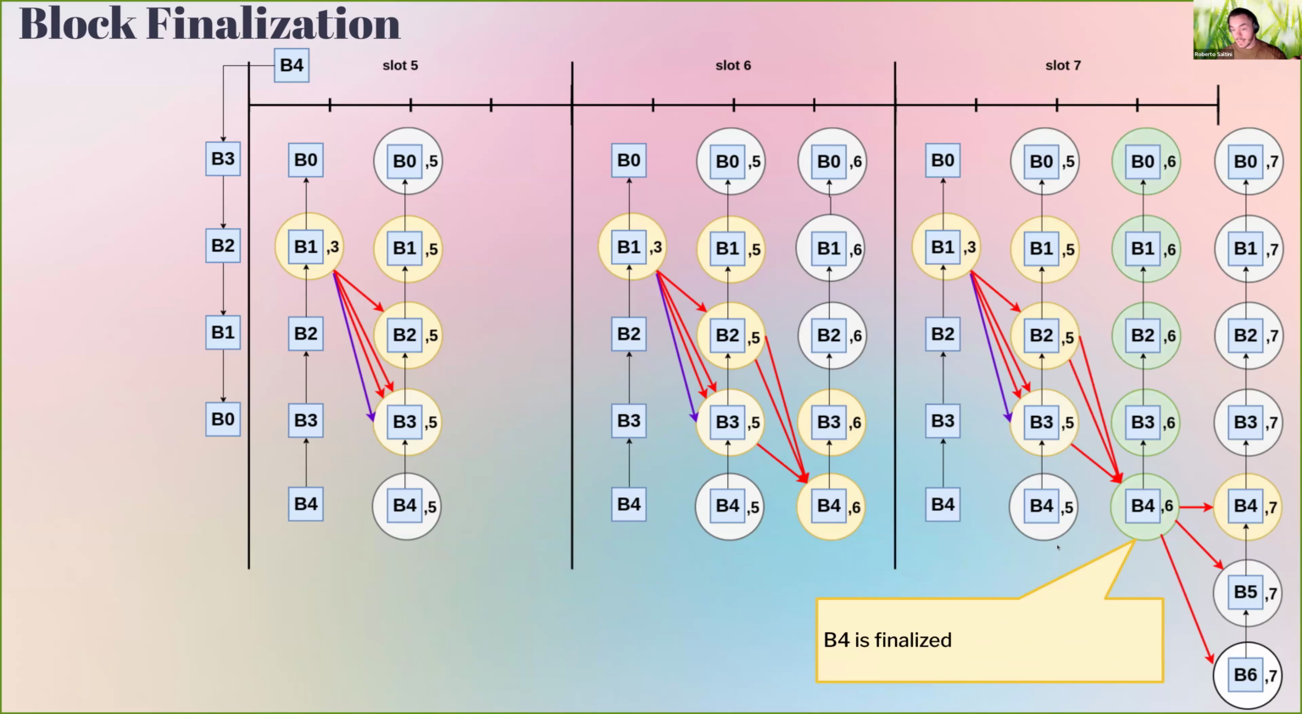By following the finalization rule that I explained before, as a consequence of these votes, because B4-6 was justified, and now we have FFG votes with source slot 6 and target slot 7, so just spanning one slot. This leads to finalizing B4.